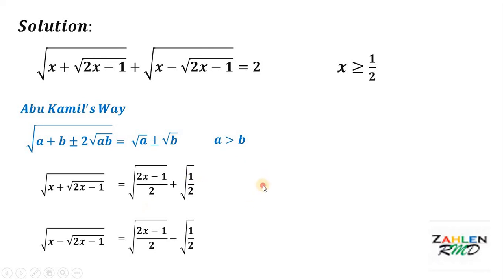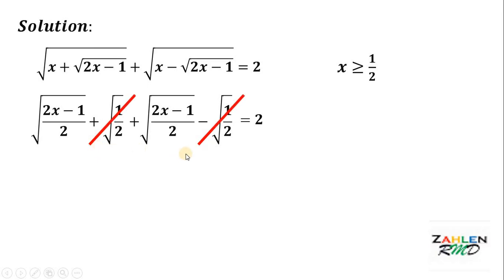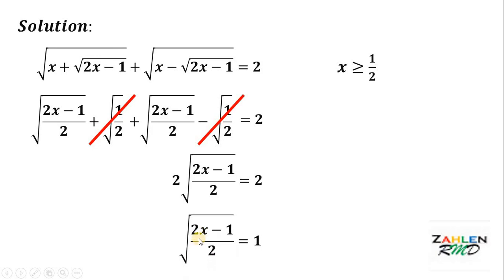Now, let's continue. Our equation now becomes square root of 2x minus 1 over 2 plus square root of 1 half plus square root of 2x minus 1 all over 2 minus square root of 1 half. And don't forget that it is equal to 2. Now, at this point, as you can see, square root of 1 half and negative square root of 1 half cancel out and will give us 2 times the square root of 2x minus 1 all over 2 equals 2. Now divide both sides by 2 and we get square root of 2x minus 1 all over 2 equals 1. Next, square both sides and we get 2x minus 1 over 2 equals 1.